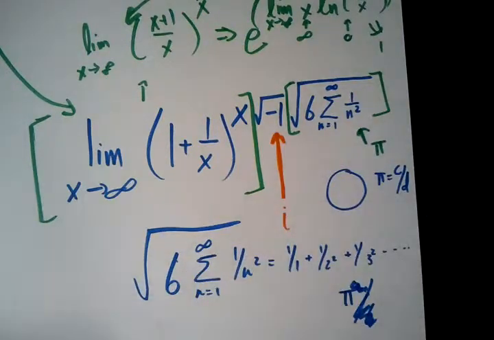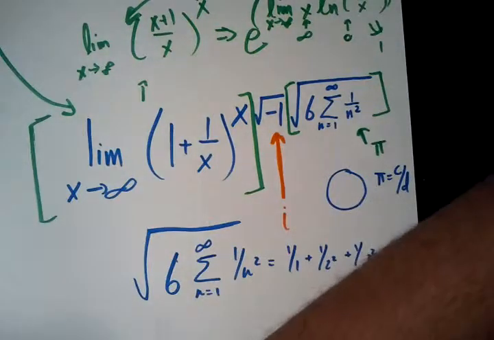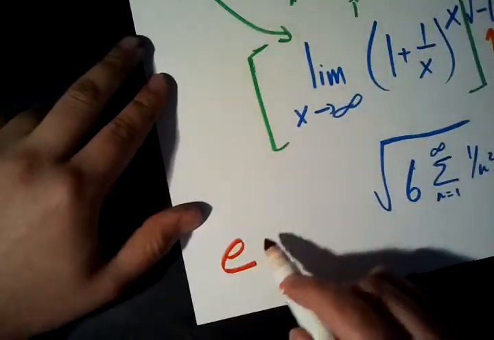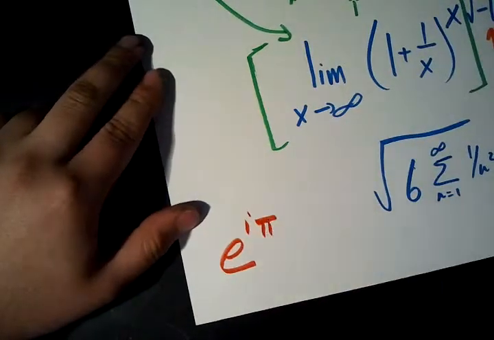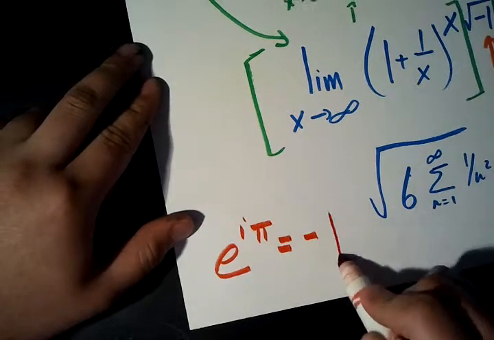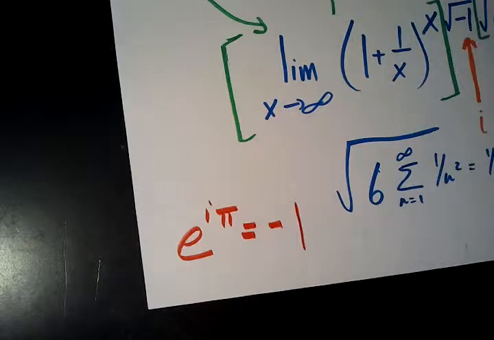So if we simplify everything we've written, we get that the original expression is e to the i pi, and that equals negative 1 by Euler's formula.